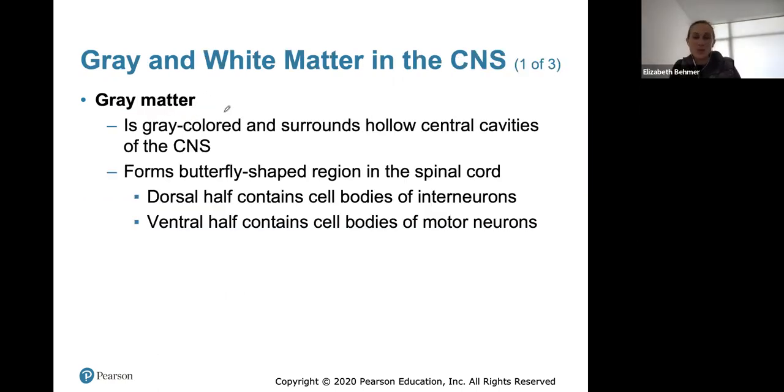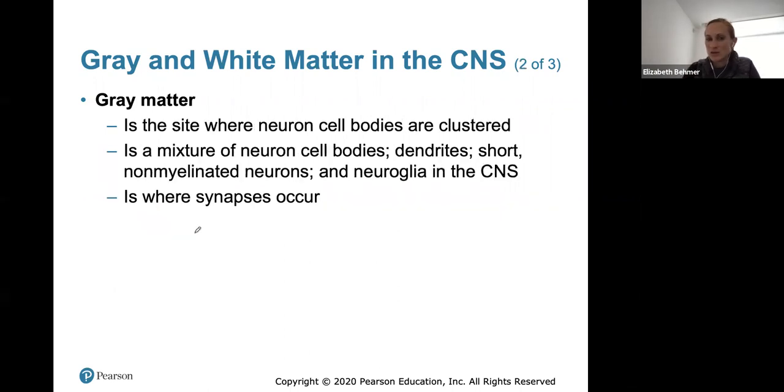Then we'll talk about gray and white matter in the central nervous system. Gray matter is gray colored, and it surrounds the hollow central cavities of your central nervous system. It forms a butterfly-shaped region, or sometimes an H letter, in the spinal cord. The dorsal, or the posterior half, contains cell bodies of interneurons, and the ventral or front half contains cell bodies of motor neurons. The gray matter is the site where neuron cell bodies are clustered.